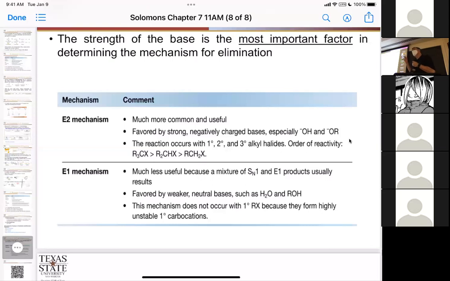E1 is not as useful because of the mixture of products. You have to use things like water and ethanol and methanol because we want weak bases. If they were stronger bases, they would go E2, okay? And we can't do it with a primary because you can't form the carbocation. And the secondaries are really slow.